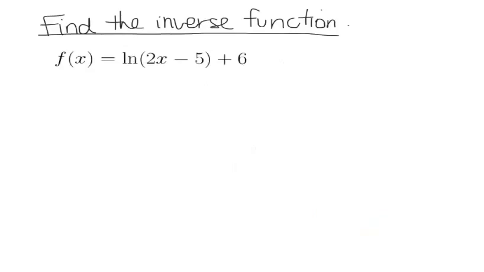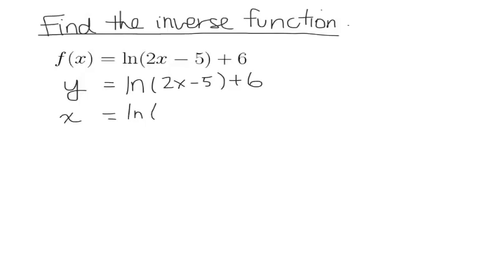Next, let's see how we can apply the methods of this section to find an inverse function for a logarithmic function. Given this function, f is equal to the natural log of 2x minus 5 plus 6, how can we find the inverse function of f? Well, the first thing we would like to do in this case is replace f of x with y, and then we're going to interchange the place of x and y so that we have x is equal to the natural log of 2y minus 5 plus 6.